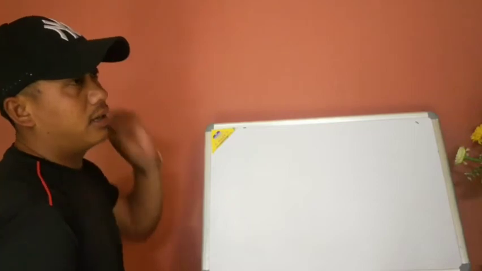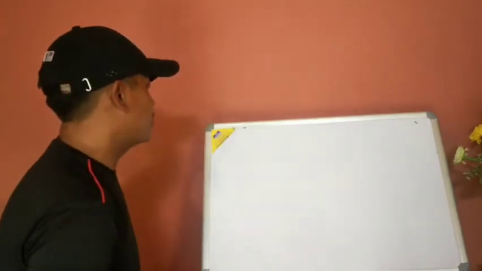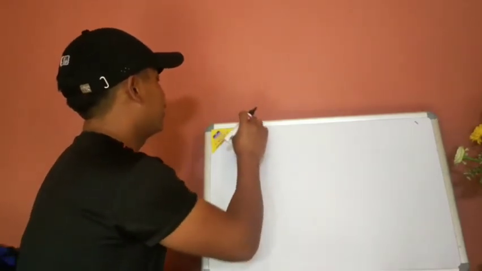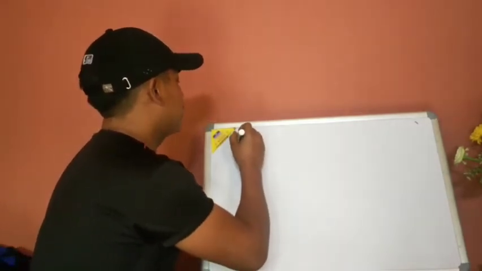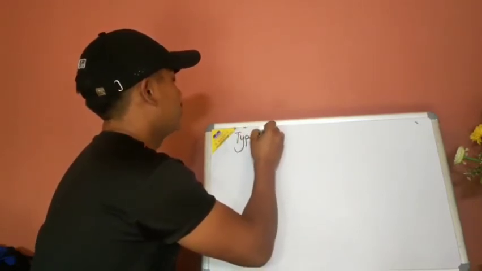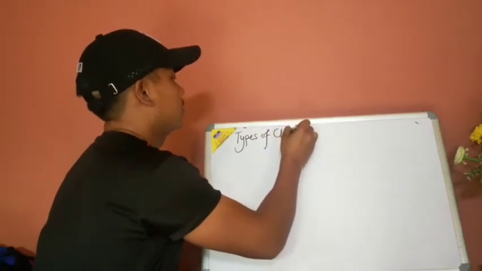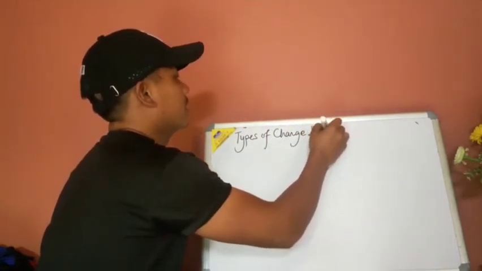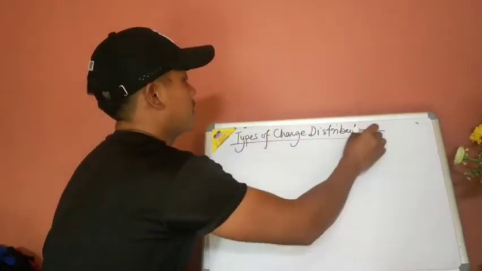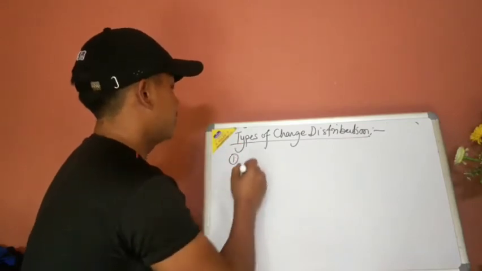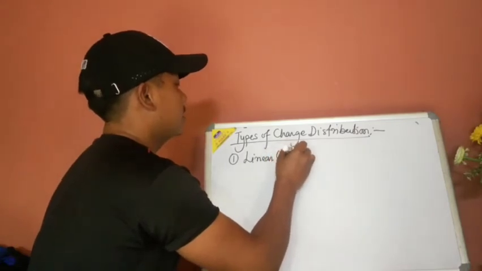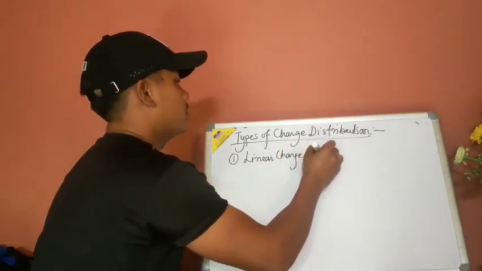Now from this electric flux there will be a very important theorem that comes after a few classes. Before that, let us see the types of charge distribution. Let us see the first type. Number 1, linear charge distribution.